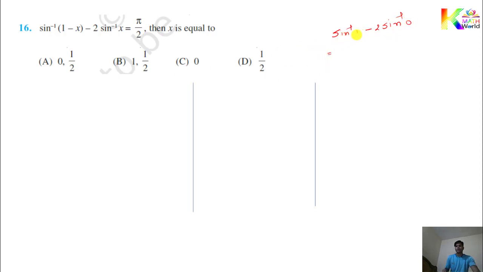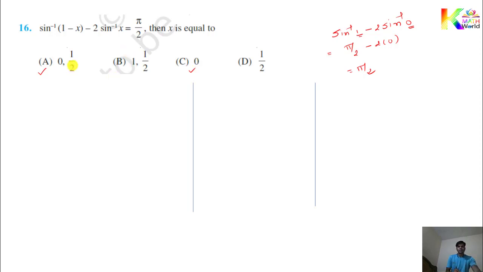Sine inverse 1. 1 it means sine 90. It means here you get pi by 2. 0 it means sine 0. So here you get answer 0. So 2 into 0. It means you get answer pi by 2. It means one option 0. That is true. It means either this one or this one. That is your correct option.